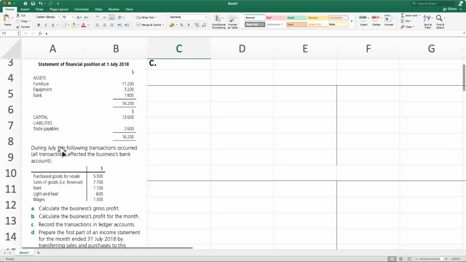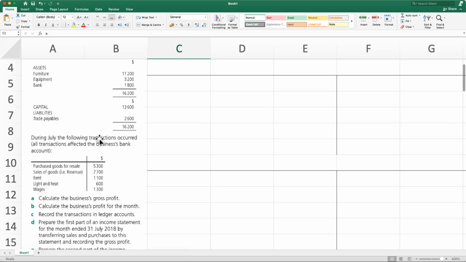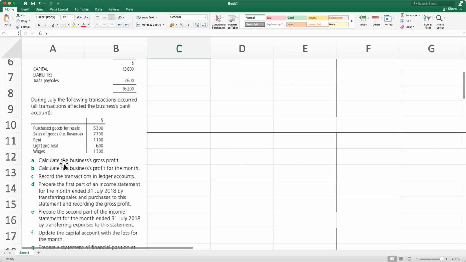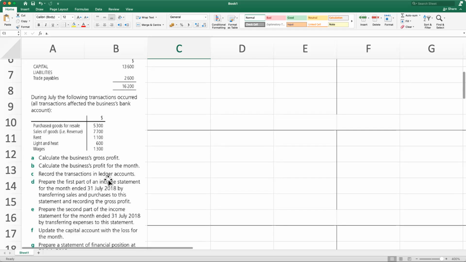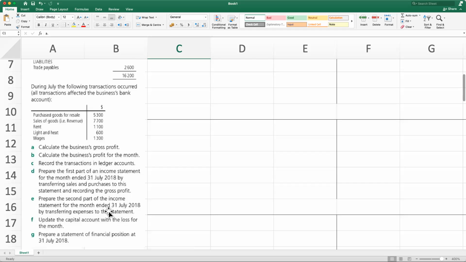And during July, the following transactions occurred, and all of these will affect your business's bank account. So now we are actually calculating the profit or the loss of a business. A, we need to calculate the gross profit. B, profit for the month. C, record all the transactions in the ledger accounts. D, prepare the first part of the income statement. E, second part, update the capital account with the loss for the month. Prepare a statement of financial position at the end of July.